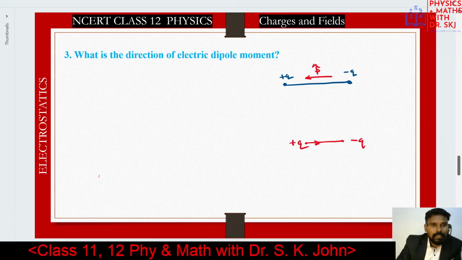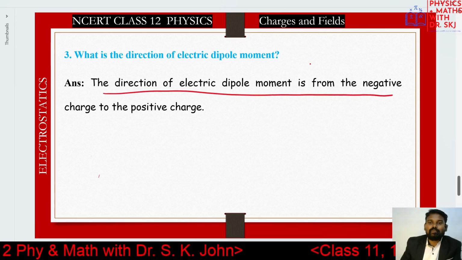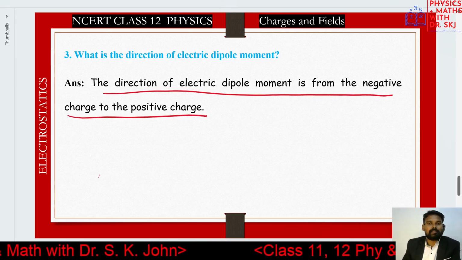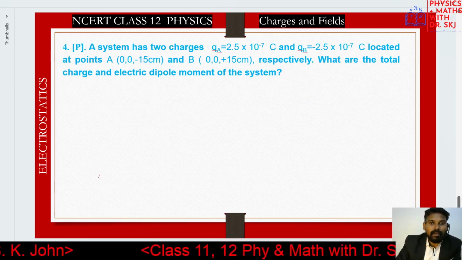Okay, so read this sentence: the direction of electric dipole moment is from the negative charge to the positive charge. Okay, now we will do a problem.